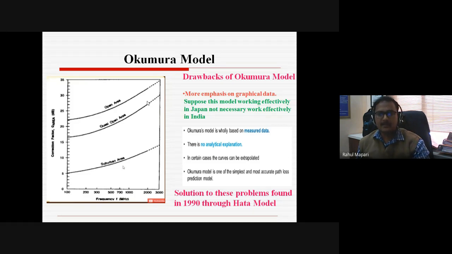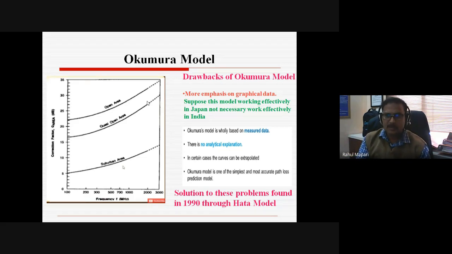Again, next one is that this model was invented in Japan, so it is not necessary that it works effectively in India. That's why the Okumura model is not so accurate, you can say. Okay, certain points related to the Okumura model are mentioned here.